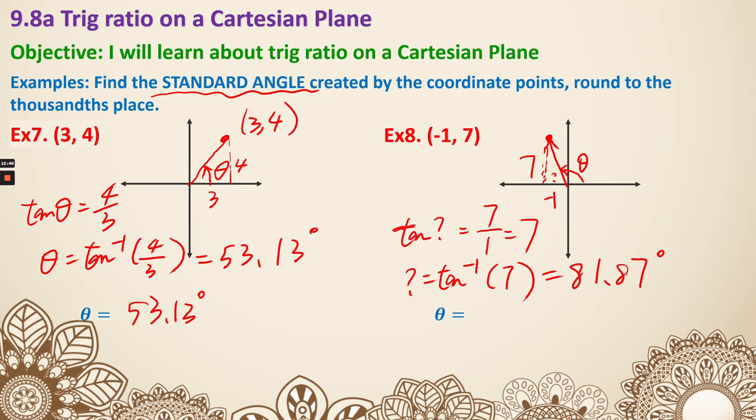So the 81.87 degrees is actually right here. Now you can see if I want to find the angle I actually need, I just need to use 180 minus whatever this angle is. And that is going to give me 98.13 degrees, which is the actual angle I need, the standard one.